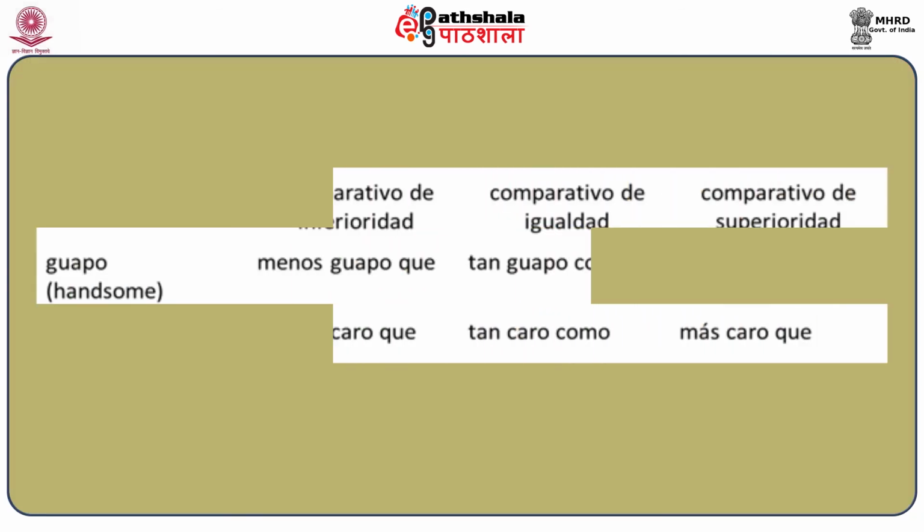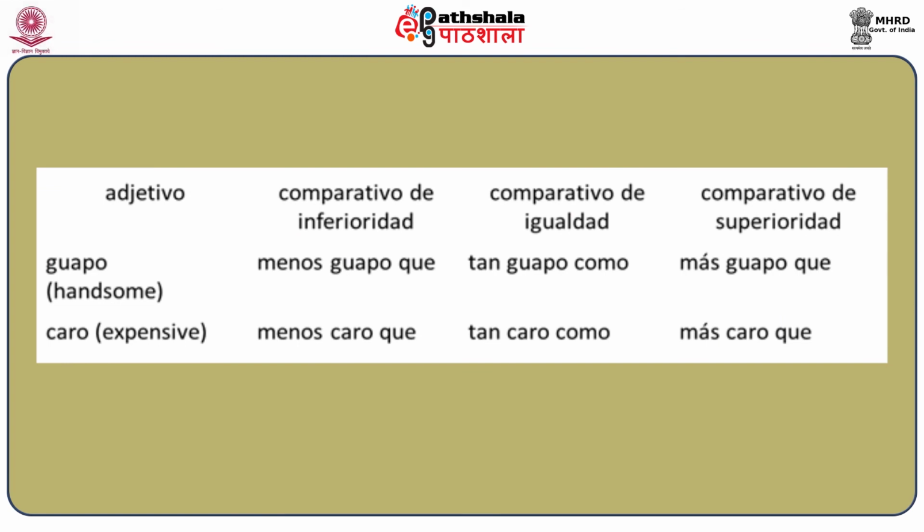So following the same rule, if you want to say less handsome, handsome is guapo, we will say menos guapo. If you want to say as handsome as, we will say tan guapo como. And if you want to say more handsome than, then we will say más guapo que. Same way, expensive, less expensive than is menos caro que. As expensive as, it is tan caro como. And more expensive than, which is más caro que.